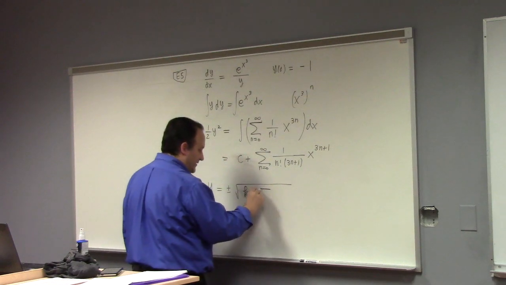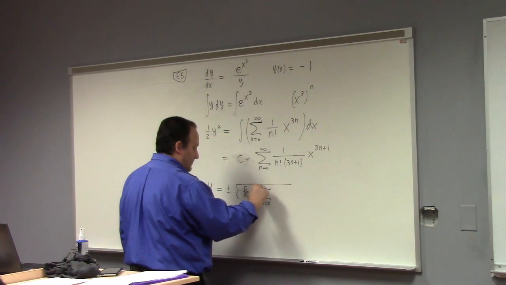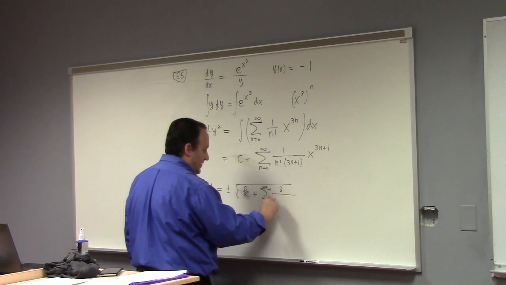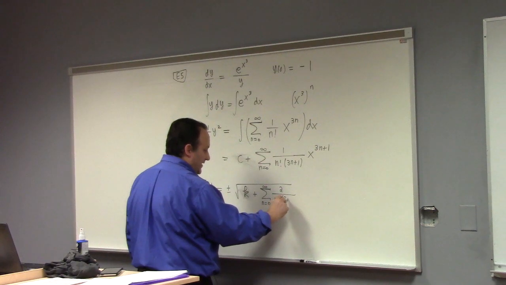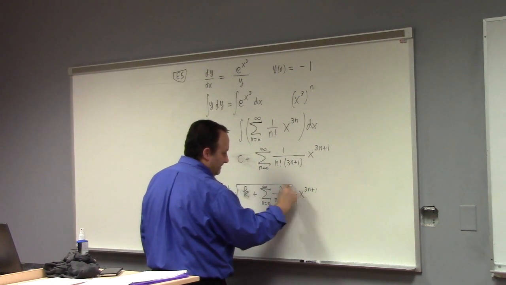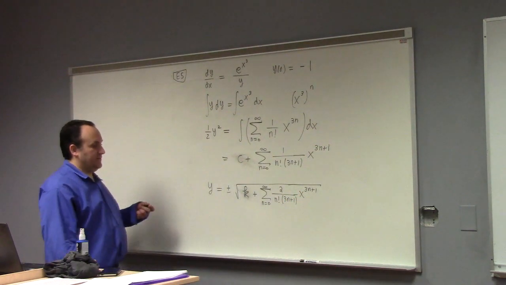Multiply this series, though, right? So that's not... we can't just relabel that. It is already what it is. So 2 divided by n factorial times 3n plus 1, x to the 3n plus 1. And then how would you finish the problem here?